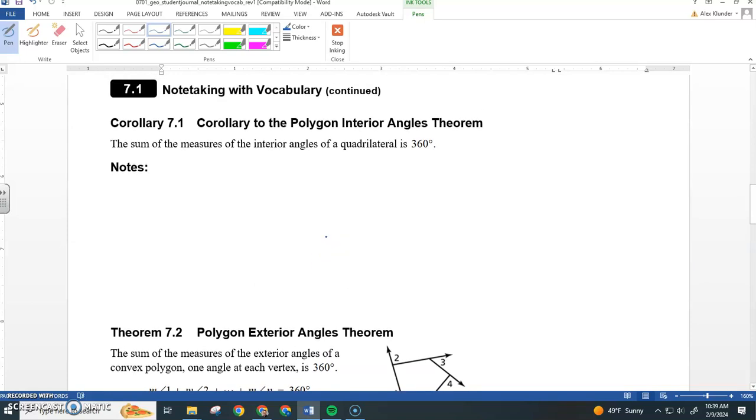This one is, in my opinion, an unnecessary theorem. It says the sum of the measures of the interior angles of a quadrilateral is 360. We kind of already knew this, but it also just used the formula from above. If a quadrilateral has 4 sides, we take 4 minus 2 times 180. Well, that gives us 360. So we know the interior angles of a quadrilateral, a square, a rectangle, a rhombus, things like that, add up to 360 degrees.